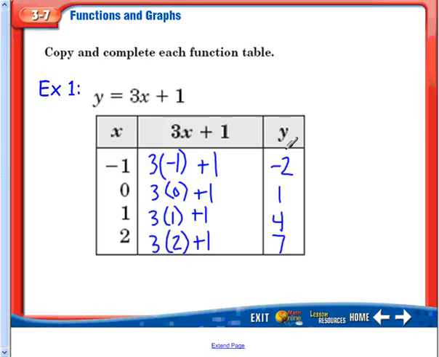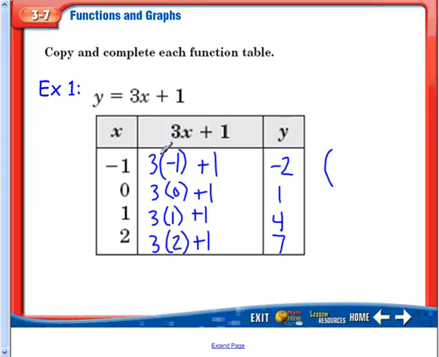You see that each of my output or range values for y are increasing by 3. -2 to 1, that's an increase of 3, 1 to 4 is an increase of 3, and 4 to 7 is an increase of 3. That increase of 3 is coming from our coefficient value. This table can also give us our ordered pairs for graphing.